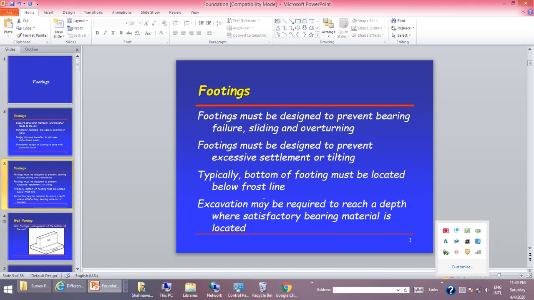Generally, there are two types of foundation or footing: one is shallow footing and another is deep footing. Shallow footing means if the depth of the footing is less than twice the width of the foundation, then we can call it shallow footing. And when the depth of the footing is more than 2 times the width of the footing, then we will call it deep footing. Now we are going to discuss the footings. Basically, this is a shallow footing.